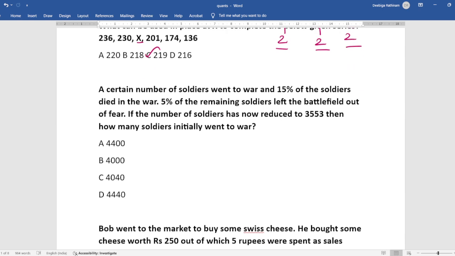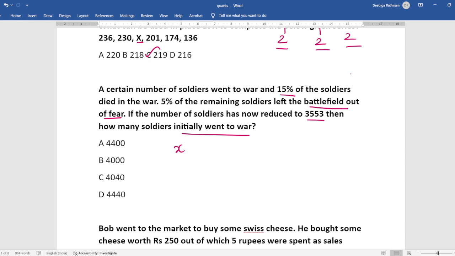A certain number of soldiers went to war and 15% of the soldiers died in the war. 5% of the remaining soldiers left the battlefield out of fear. If the number of soldiers has now reduced to 3553, then how many soldiers initially went to war? Okay, now a certain number of soldiers went to war, right? So we'll just take the soldiers that initially went to war as X. Fine. Now they've given 3553.